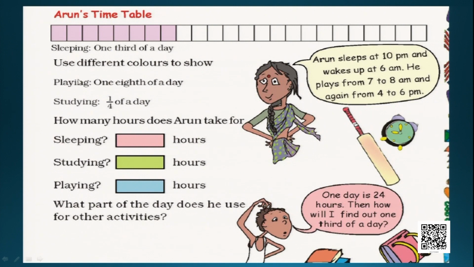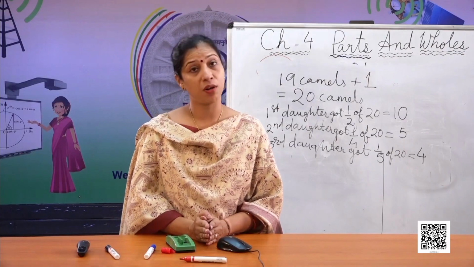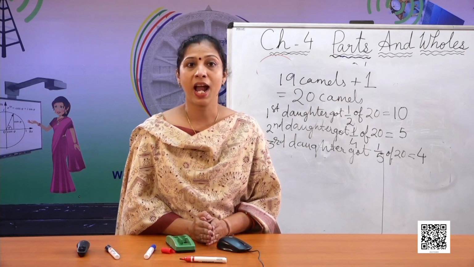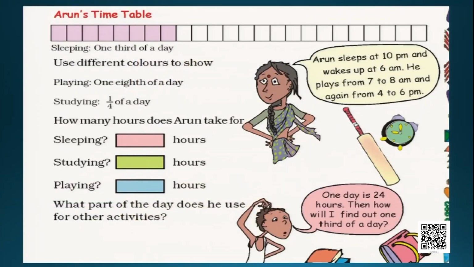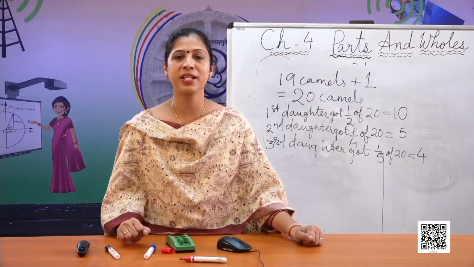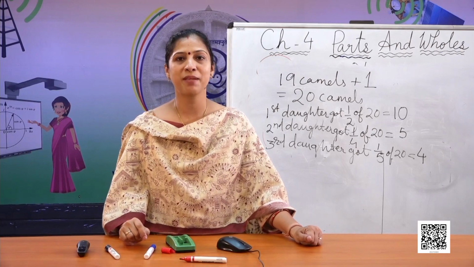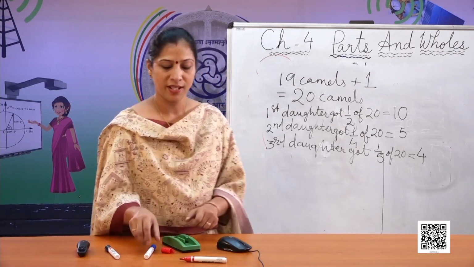So, first of all, Arun is telling, I am sleeping 1/3 of a day. We have to find out how many hours 1/3 of a day is. And he studies 1/4 of a day. So 1/4 of a day is again how many hours? And playing also you can find out from the calculation: 7 to 8 a.m. is 1 hour and 4 to 6 p.m. is 2 hours. So let's find out now.